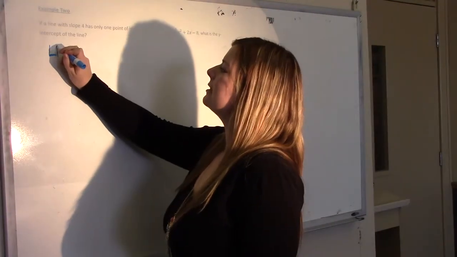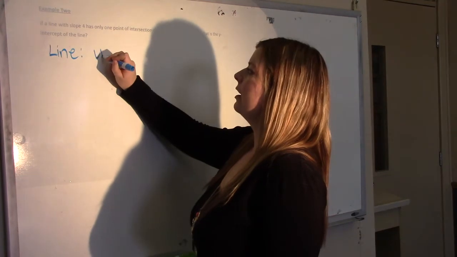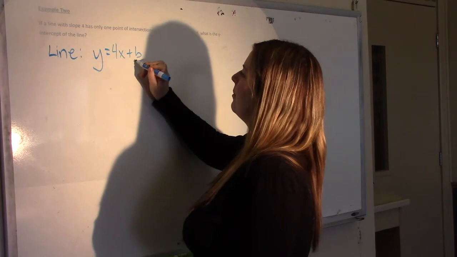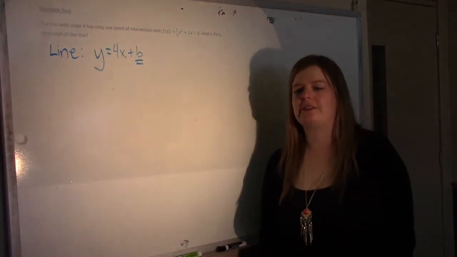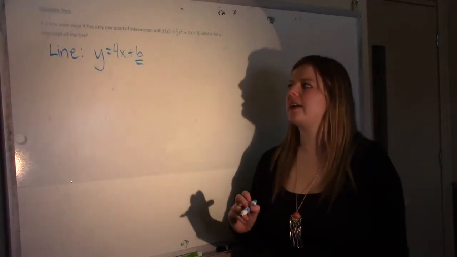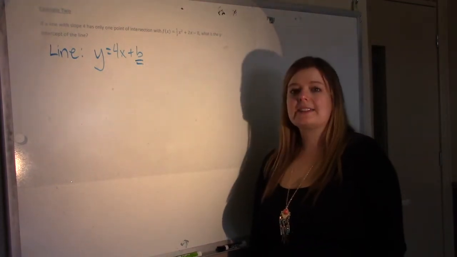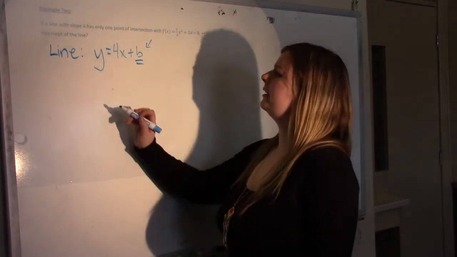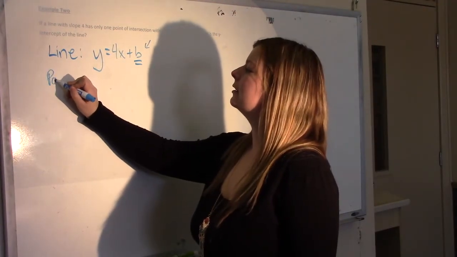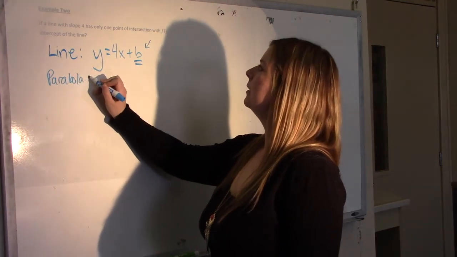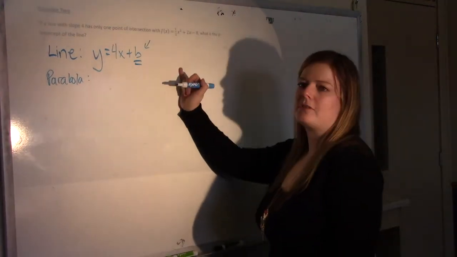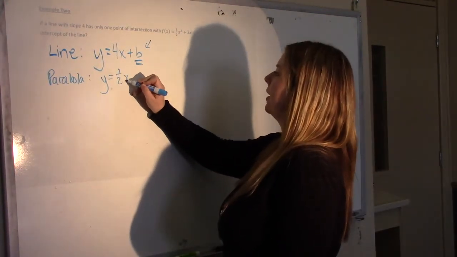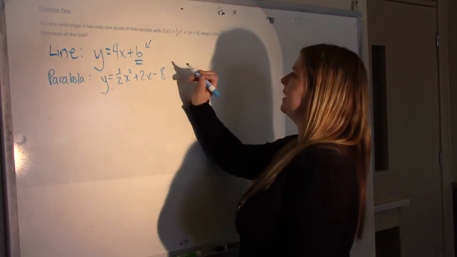First, let's just think about this line here. It has a slope of 4, so its equation is 4x plus b, and it's b that we're trying to find. It's the y-intercept we're trying to find, and we know the slope is 4. So that's the equation of our line. The parabola, and if you don't like this half, you can make it a 0.5, it doesn't really matter to me, has the equation a half x squared plus 2x minus 8.